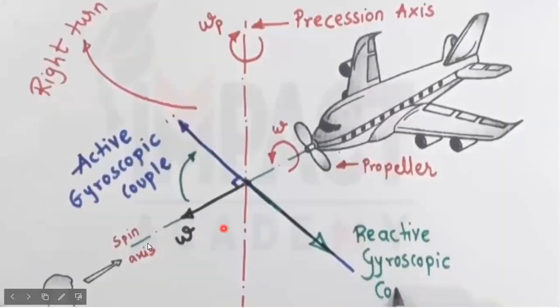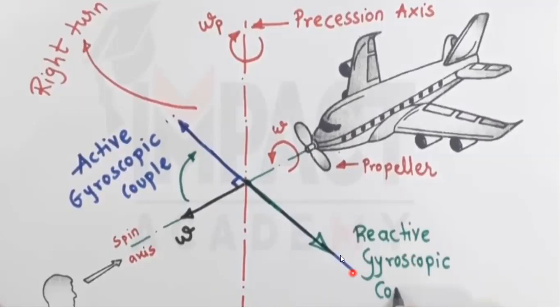In the second case, the propeller is rotating in anti-clockwise direction. Now the flight is going to take a right turn. So just imagine propeller anti-clockwise, flight right turn, and you're sitting inside the flight. So automatically you will be getting an active gyroscopic couple to the right side. Since the flight is taking a right turn, and you are viewing from inside the flight, just put the active gyroscopic couple to the right side, and opposite to that we'll be getting the reactive gyroscopic couple.